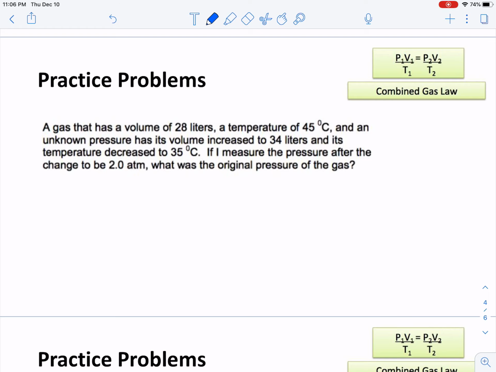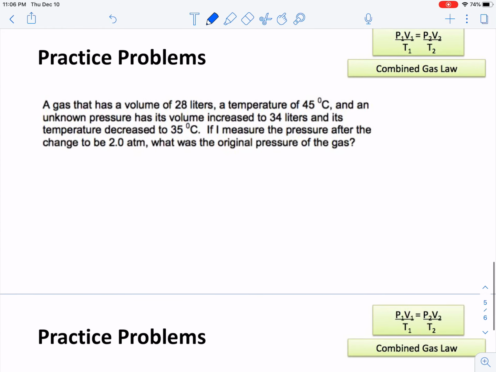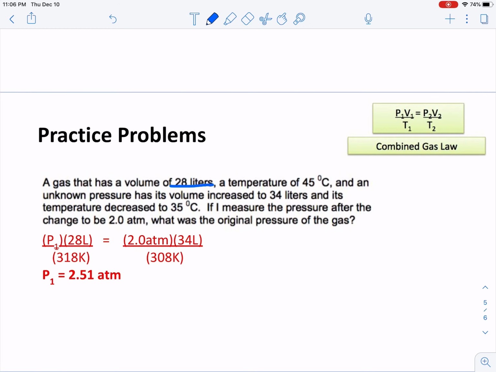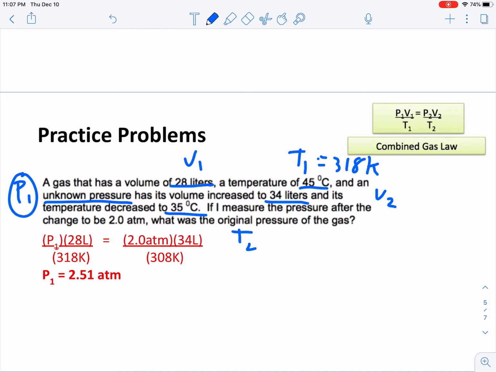All right, if you gave this a try, let's take a look here. So I'll just walk through the variables really quickly. So that should be our V1, 28 liters, 45 degrees Celsius, that's our T1. And if we add 273 to that, we should get 318 Kelvin. That's what that is. Unknown pressure, so we don't know P1. So that's a little unusual for this one, but has a volume increased to 34 liters. So there's our V2. 35 degrees Celsius, there's our T2. And again, if we add 273 to it, we should get 308 Kelvin. And here's our P2.